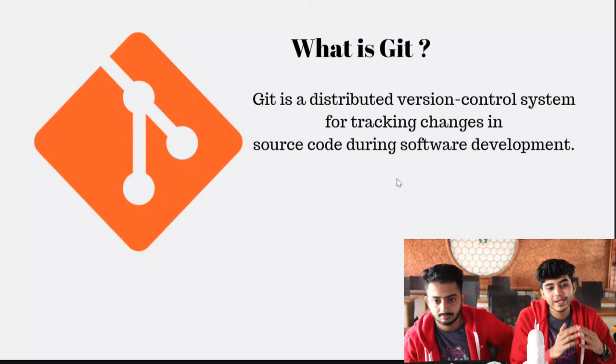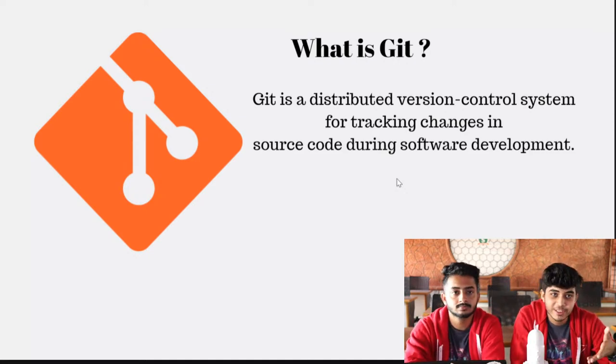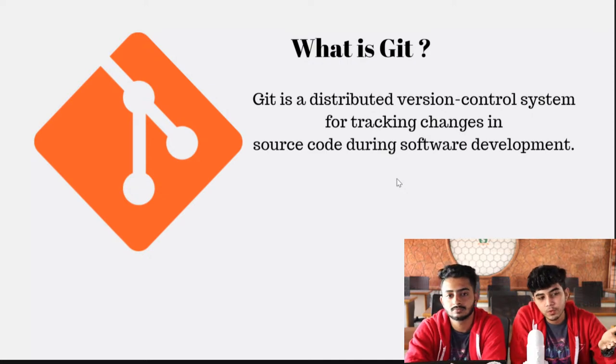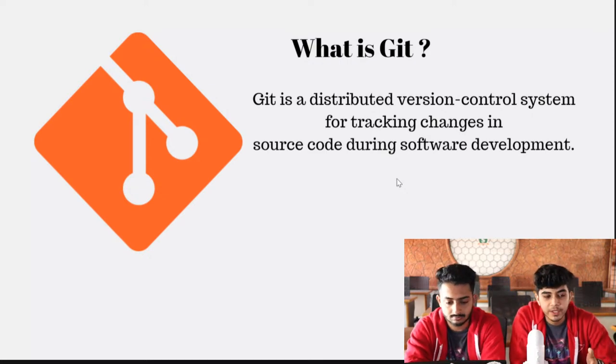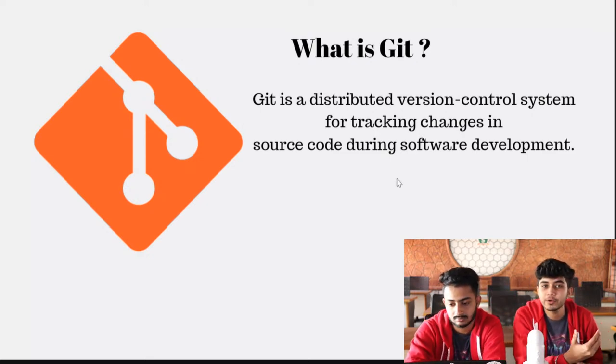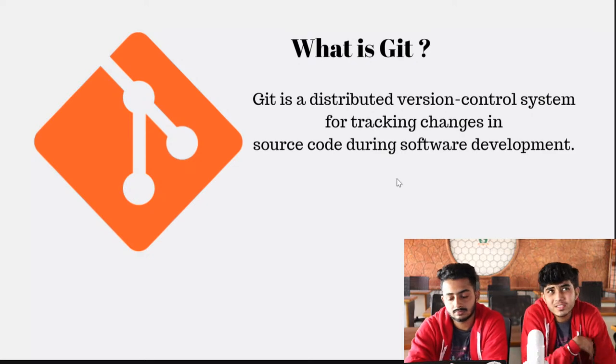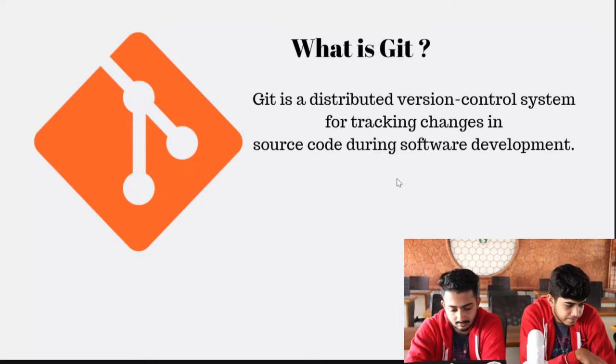You can consider it similar to a game. When you play a game, you have different checkpoints throughout. If you complete level 1, then you complete level 2, then you go for level 3, and in case you mess something up while going to level 4, you die and come back to level 3. This is similar to what Git does.